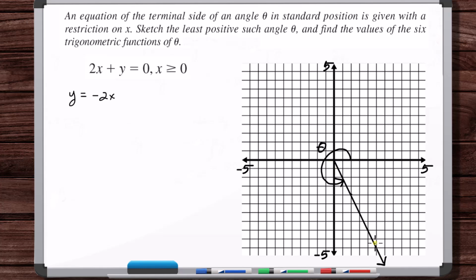However, we don't have a point, but what we can do is pick any point on this line. The point we pick doesn't matter. So what we'll do is pick x is equal to 2. So that means y is going to be equal to minus 4. Okay, so we have this point. Now we want to create a right triangle where this is the hypotenuse going from the origin to this point, and the perpendicular angle is adjacent to the horizontal axis.